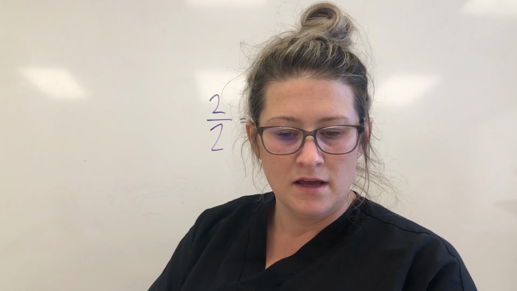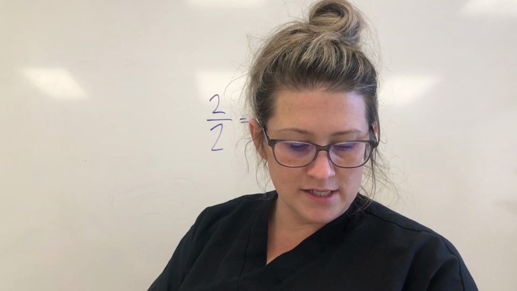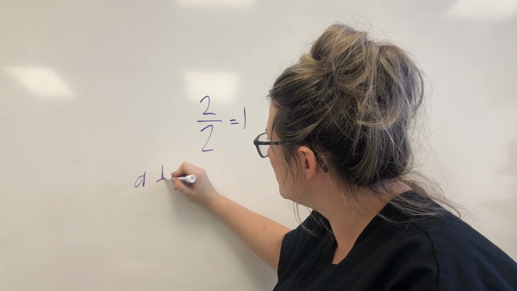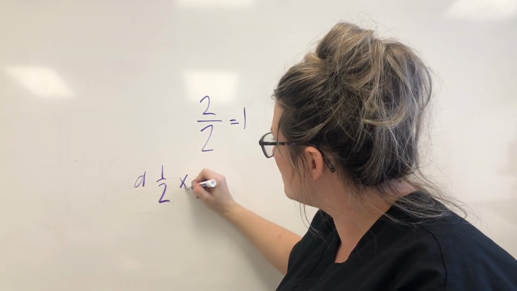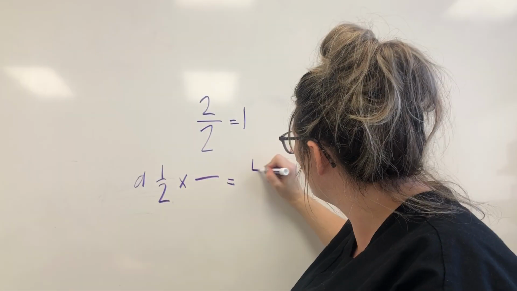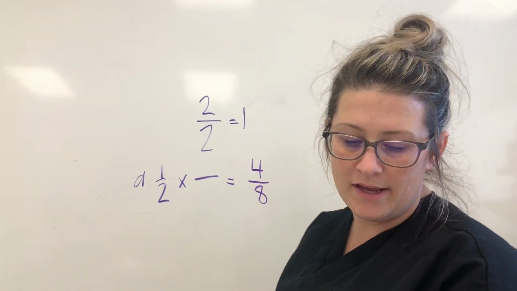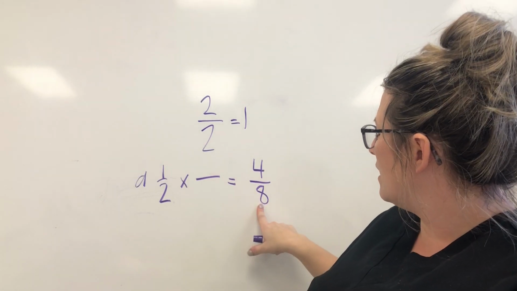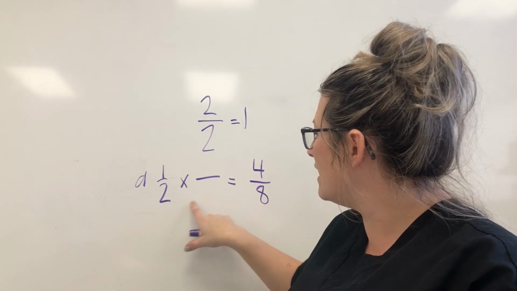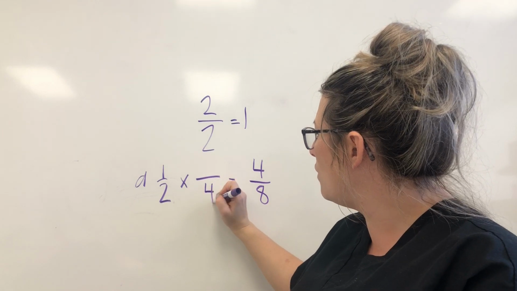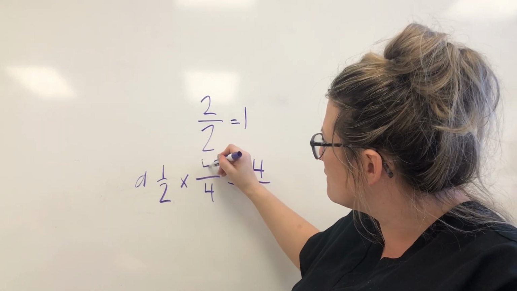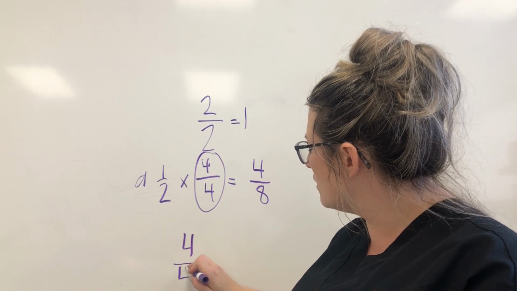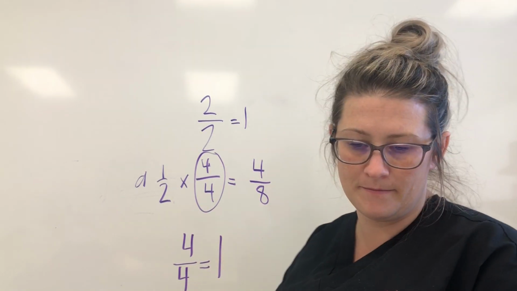Let's go ahead and do another one. We'll do this one. 1/2 times blank equals 4/8. All right. First, I'm going to work across and go backwards. 8 divided by 2 is 4. 4 divided by 1 is 4. In the middle, I have 4/4. What does 4/4 equal? 1.